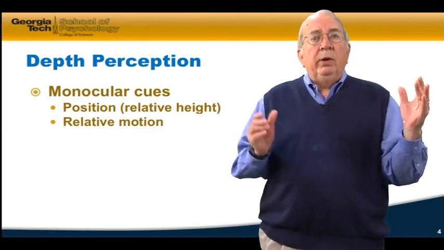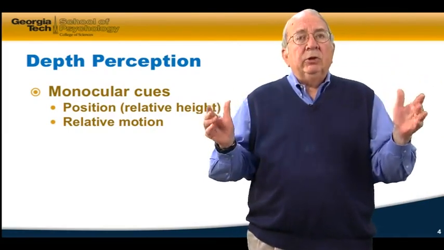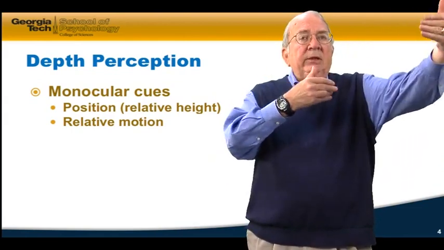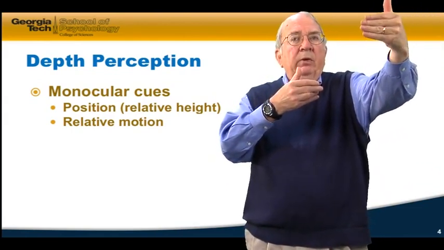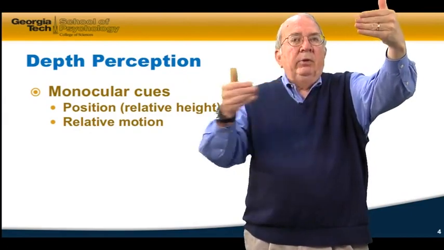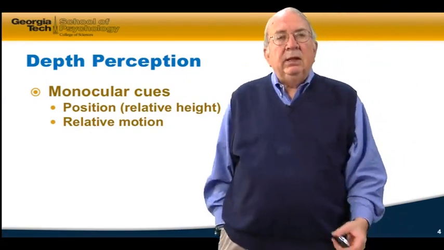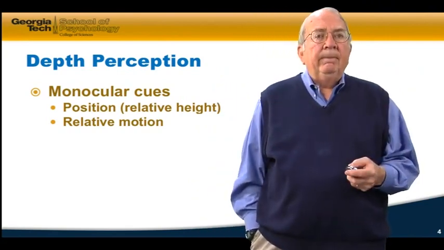For example, if you're looking out the window of a car, hopefully when you're a passenger and not the driver, and you're looking at the side window, you notice that things that are far away from you tend to be moving with you, but things that are really close, like the side of the road, tend to be going in the opposite direction. So relative motion tends to give us information about how far away something is.